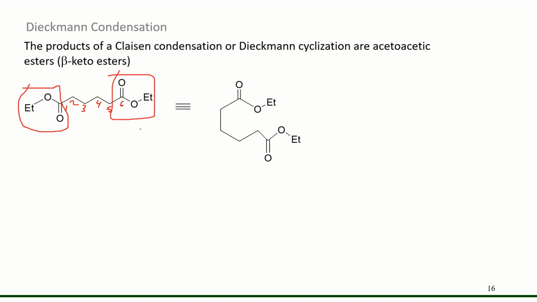diester. 1,6 diester. And if you have a 1,6 diester, you can see immediately I can enolize this part of the molecule. Now remember that this part of the molecule therefore will stay the same. And then of course I'm going to attack that part. So that's the nucleophilic portion. This is the nucleophilic portion, and this is the electrophilic portion.